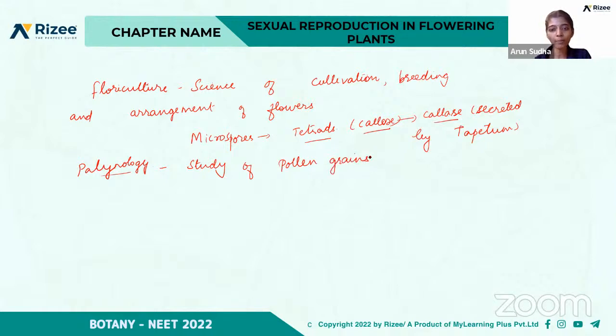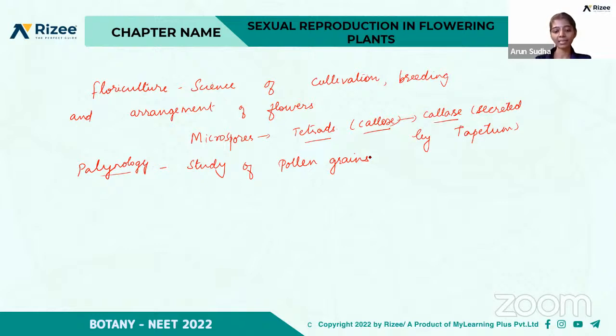Right? It's called palynology. So how many pollen mother cells should undergo meiotic division to produce 64 pollen grains? If 64 pollen grains are to be formed, how many pollen mother cells should undergo meiosis? The options are 64, 32, 16, and 8.